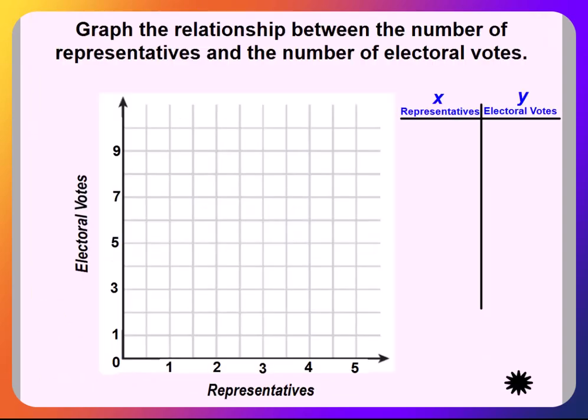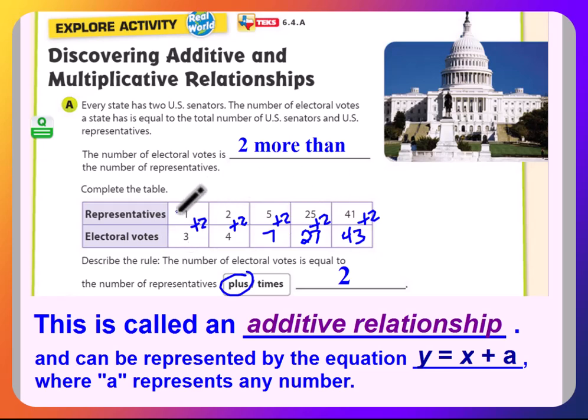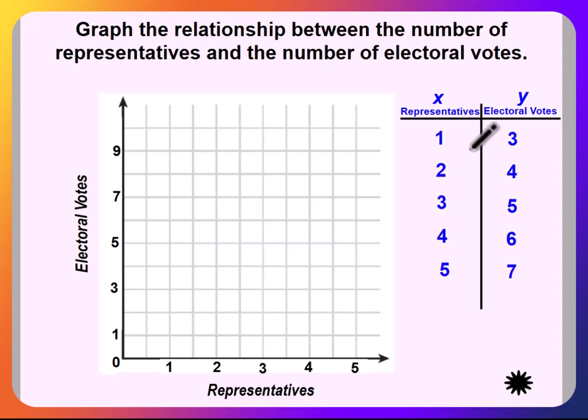Then what's really fun about this is you can take that table that we just made over here. 1 representative is 3 electoral votes. Remember, we needed to know the number of representatives, that's your x, in order to figure out the total electoral votes, that's your y. So we can take these x and y values and we can put them in a table over here and graph it. Isn't that exciting? So come over here, if we graph it, it would look like this. Remember, this is your x, the number of representatives. The total electoral votes would be your y.